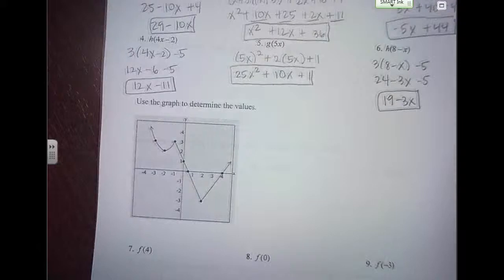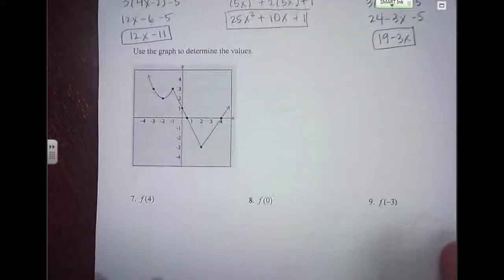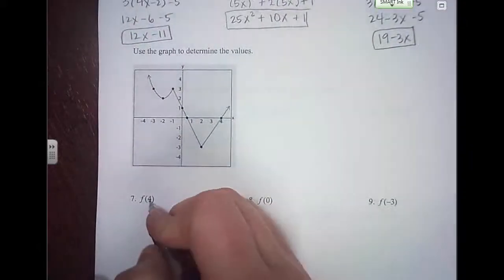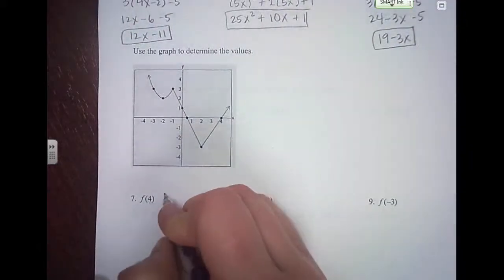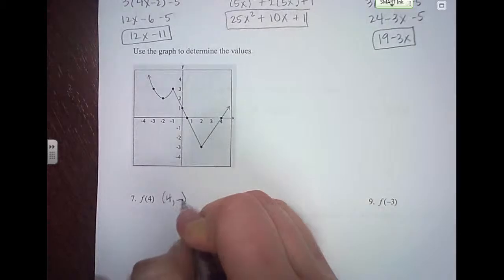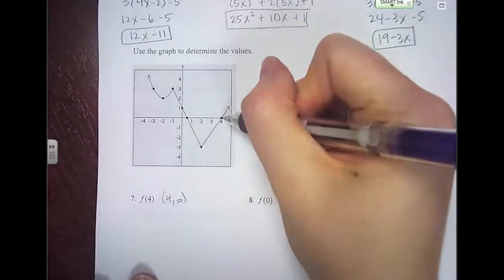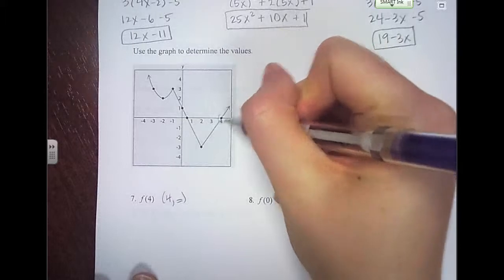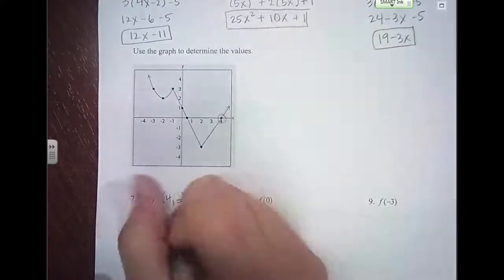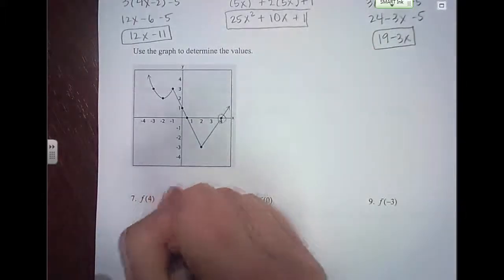Okay, use the graph to determine the values. So on here, remember, you're given an x value. So like on number 7, they give me f of 4. That means 4 is an x value. So I'm looking for the y value in that coordinate point. So I'm going to go to 4 on the x axis, and I see that coordinate point. The y value is 0. So I just say equals 0.